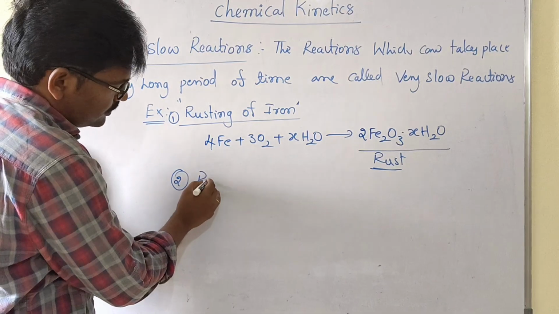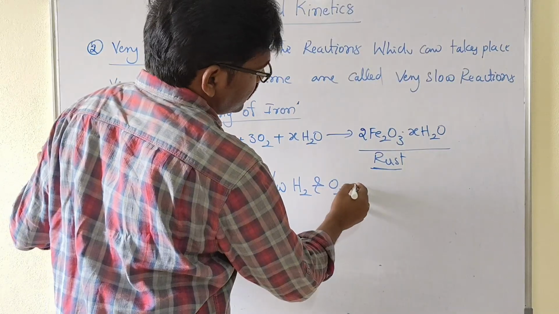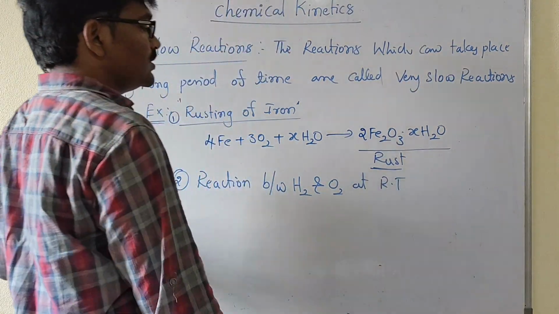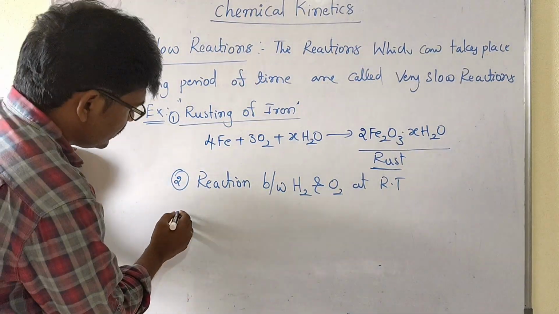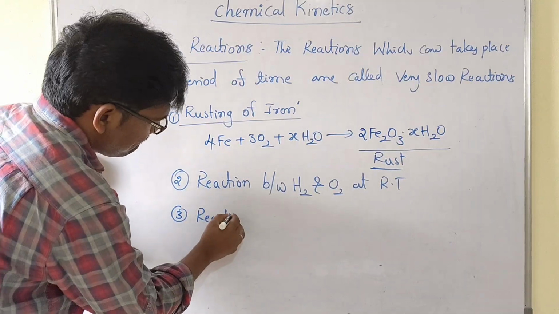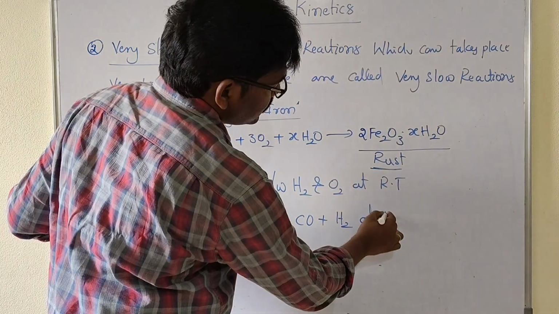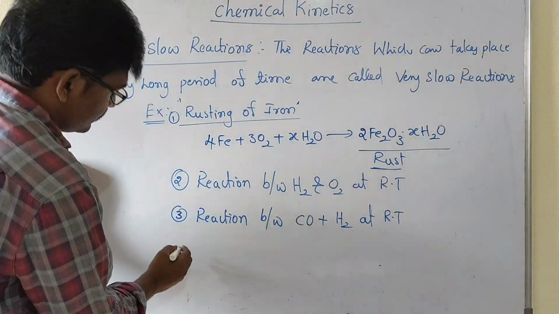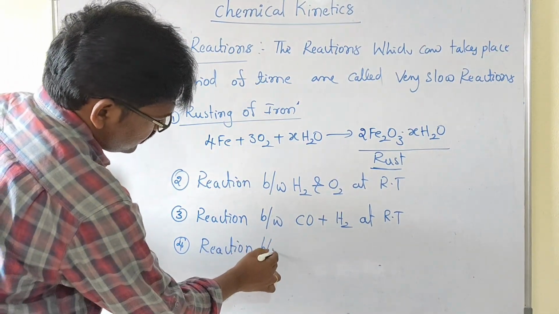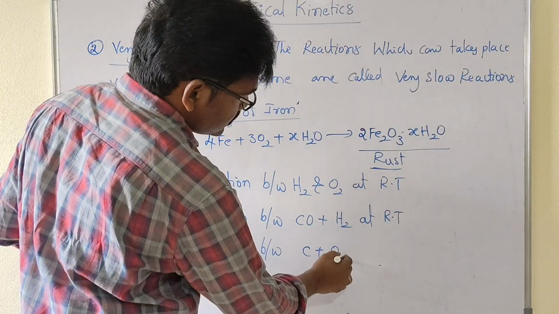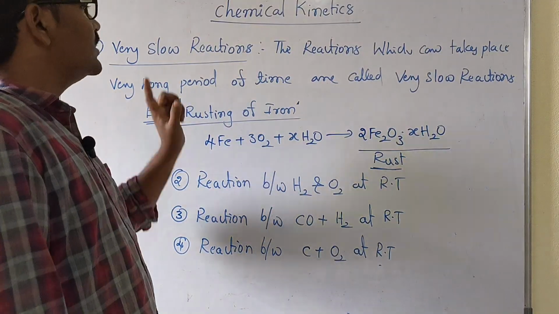Number 2, reaction between hydrogen and oxygen at room temperature. At room temperature, the rate of reaction between hydrogen and oxygen is very slow. Then third one, reaction between carbon monoxide and hydrogen at room temperature is also very slow. Then fourth one, reaction between carbon and oxygen at room temperature is also a very slow reaction. Remember, all these reactions are very slow reactions.